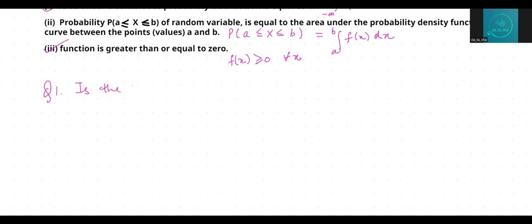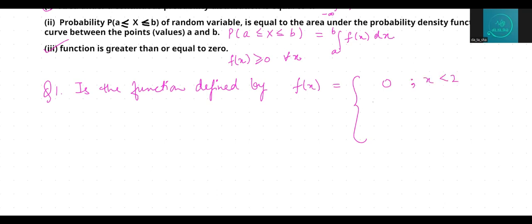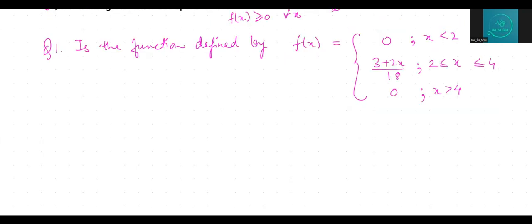Is the function f(x) defined by f(x) = 0 if x is less than 2, (3 + 2x)/18 if it lies between 2 and 4, and 0 if x is greater than 4. Now we need to check, is this function a probability density function?